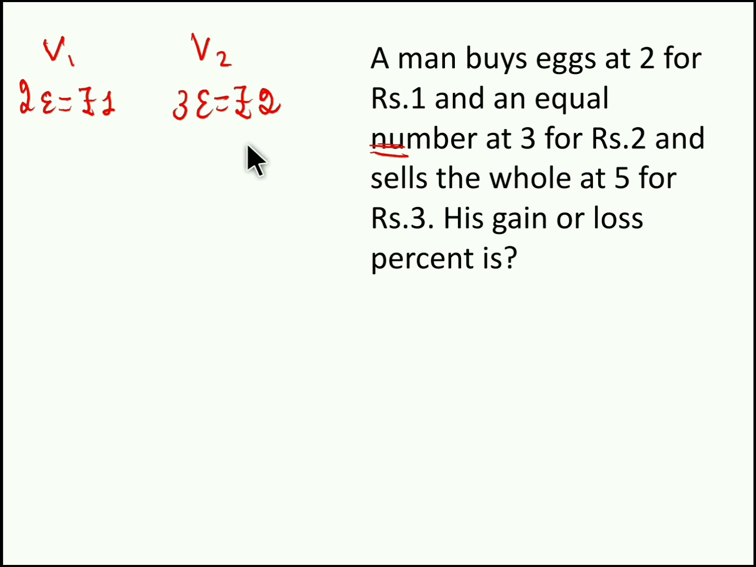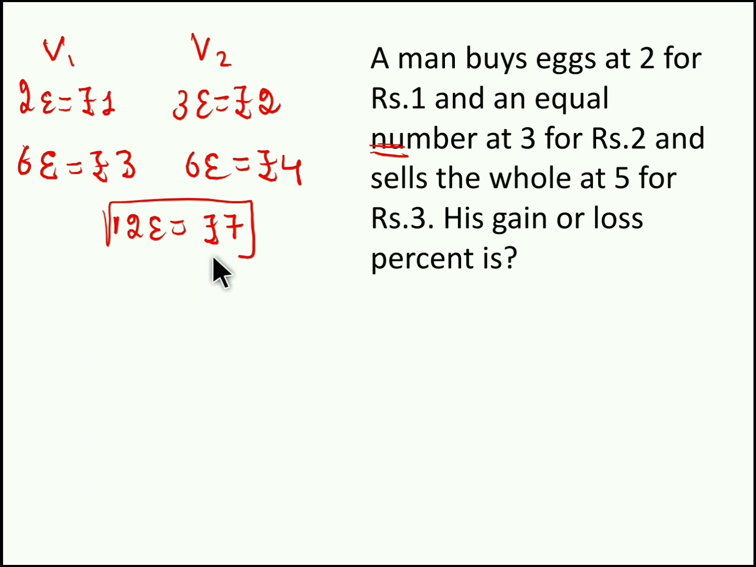So here we have to find how many rupees he will pay for purchasing an equal number of eggs. Now you have to take the LCM. You can take any values, but to avoid decimal values, you take the LCM. The LCM of 2 and 3 is 6. So assume he purchased 6 eggs of each kind. If 2 eggs cost 1 rupee, 6 eggs will cost 3 rupees. Here also he is purchasing the same number of eggs. If 3 eggs cost 2 rupees, 6 eggs will cost 4 rupees. So totally he purchased 6 plus 6, 12 eggs. So these 12 eggs are purchased for rupees 7.